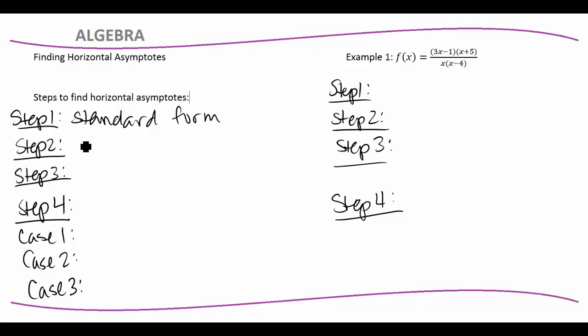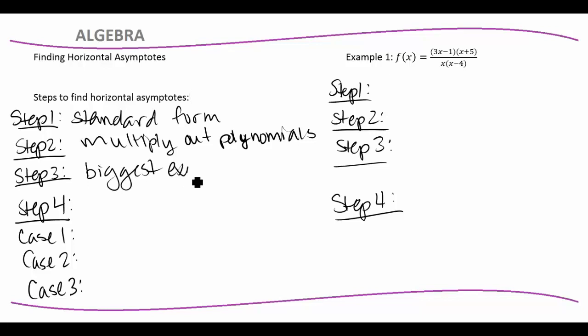Step 2 is we're going to multiply out or expand the factored polynomials. Step 3 is we're going to remove everything except for the terms with the biggest exponents. These are the dominant terms, and these are the ones we want to look at. Step 4 is we have 3 cases to determine horizontal asymptotes.